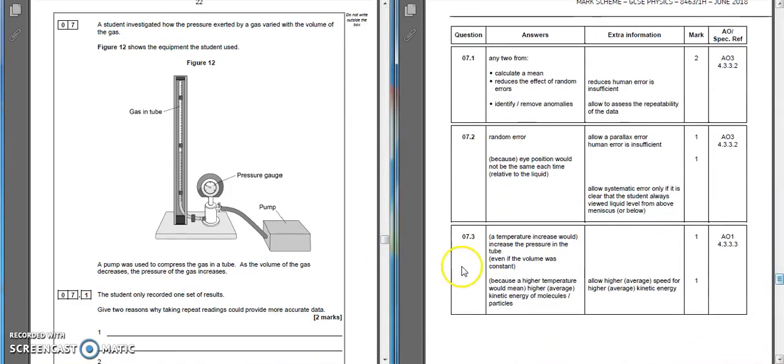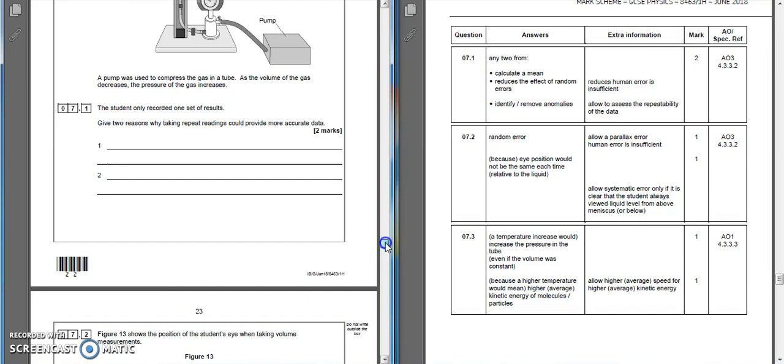For the first one then, repeat readings would make things more accurate. This is from the first bit of your revision guide, which people quite often look through and skip over. These keywords and how you do science are really important. Things like accuracy, precision, reliability, validity. Here we go, the word is accurate. So accuracy is how close something is to the true value.